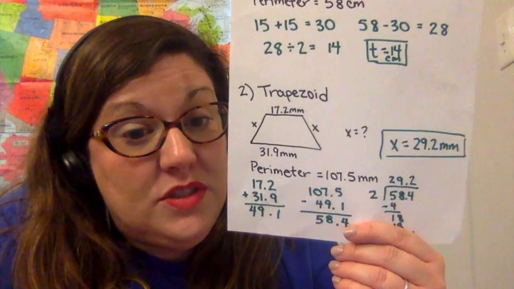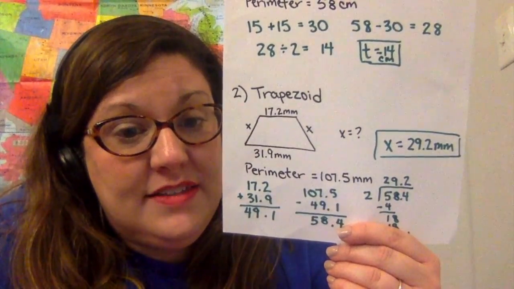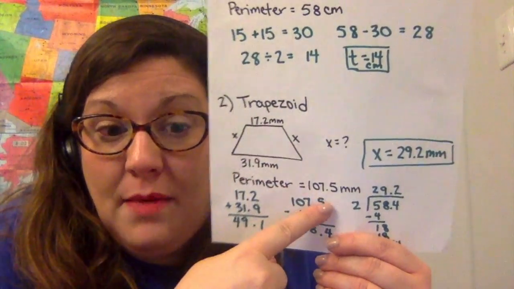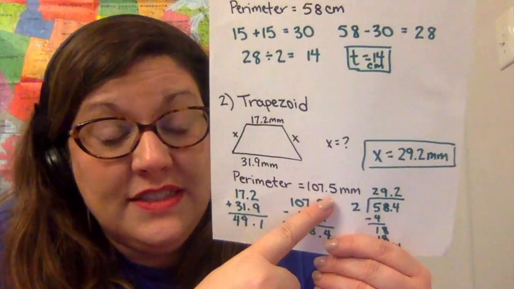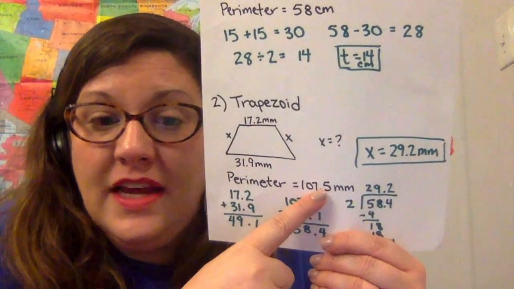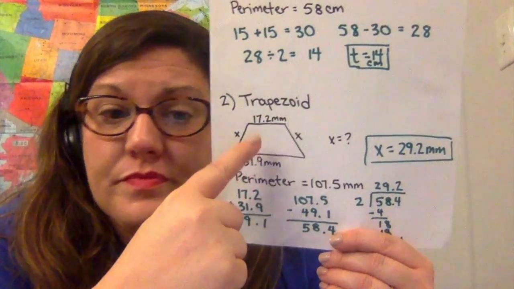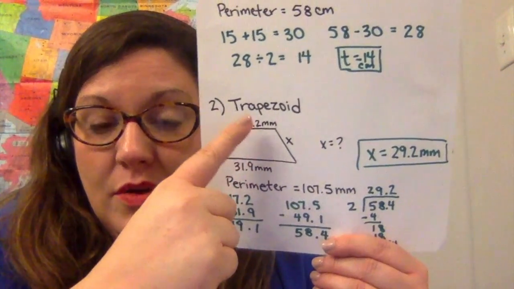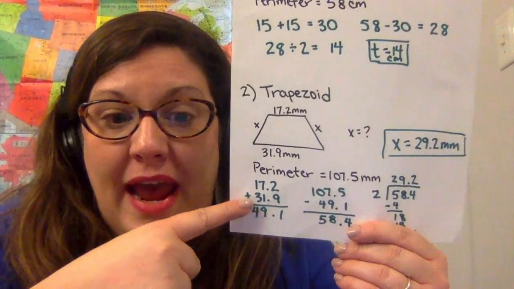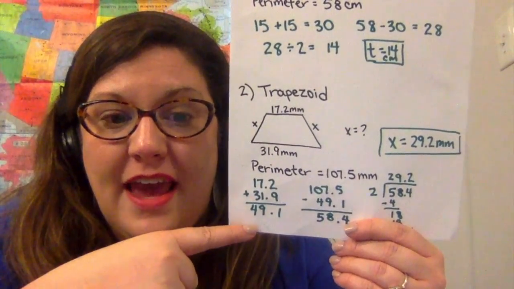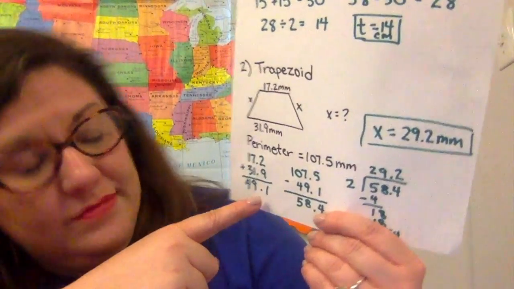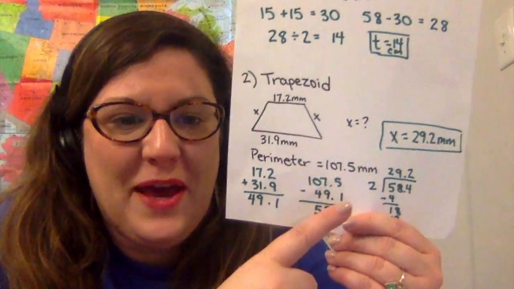So if I'm supposed to find the length of x, and I'm given these two side lengths, and I'm given that the perimeter is 107.5 millimeters, what I did first is I added the two side lengths, which are bases, that were given. So 17.2 added to 31.9 gave me 49.1, I think. Try to look at this backward. Okay.